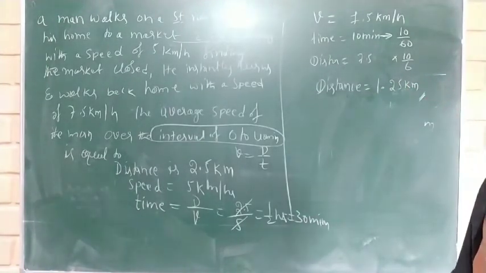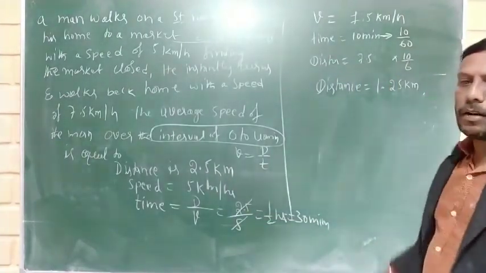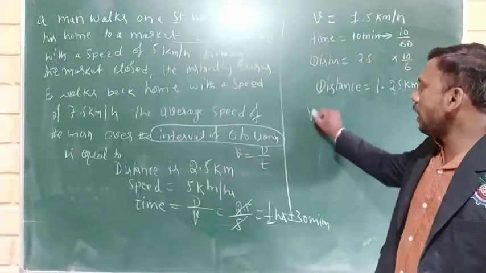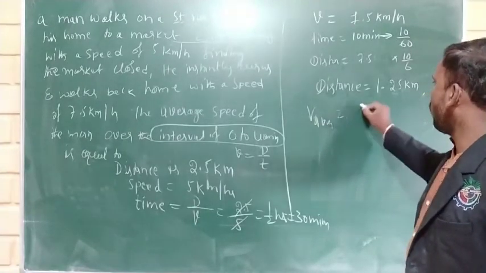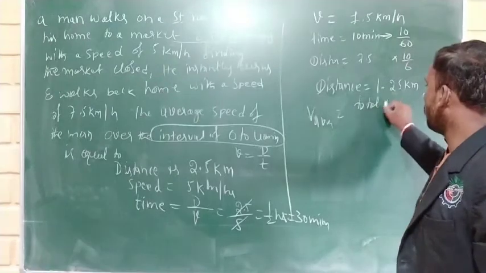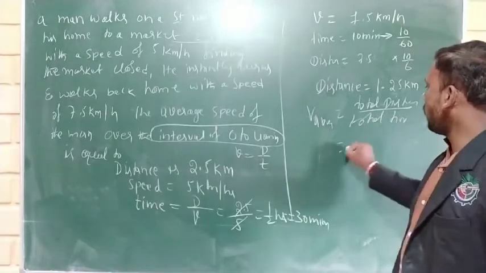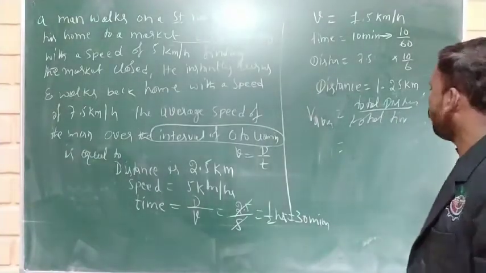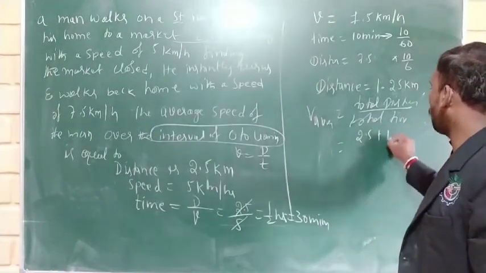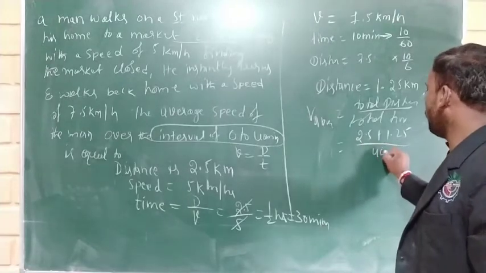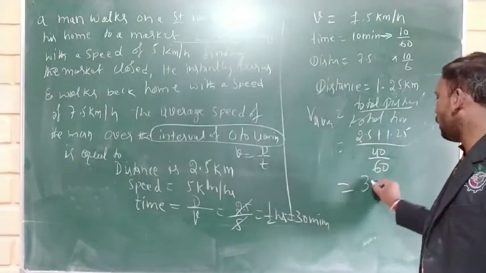Therefore, what is the total distance? 2.5 kilometer plus 1.25 kilometer. Average velocity V average is equal to total distance divided by total time. Total time is equal to 40 minutes, converted into hour, 40 divided by 60. Total distance is 2.5 plus 1.25, which is 3.75, divided by 40 divided by 60.